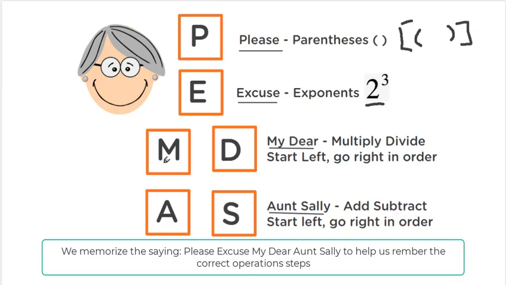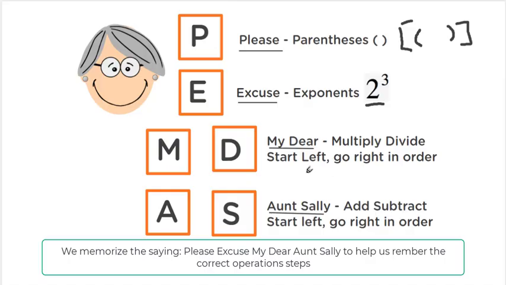Then we have my dear. Please excuse my dear. My and dear stand for multiplication and divide. Why do I have them next to each other? Why aren't they just listed as step number 3, step number 4? This is where it gets a little tricky. This is where most of us get hung up, young and old.